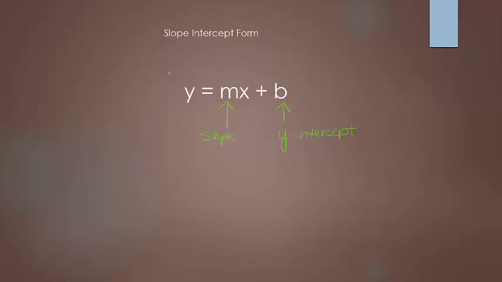All right, so let's talk about slope-intercept form. Slope-intercept form of a line is when it's written like this: y equals mx plus b. The m stands for the slope, and the b is the y-intercept. I'm not spending a lot of time talking about these because I'm assuming you probably already know this.